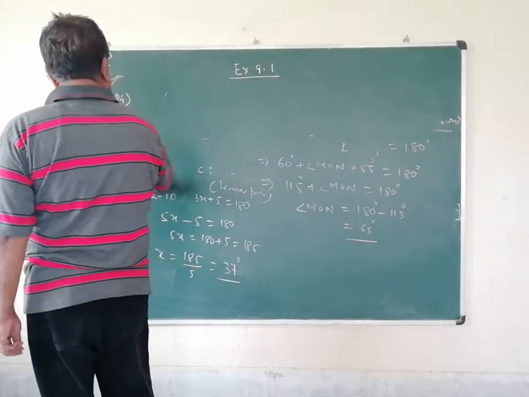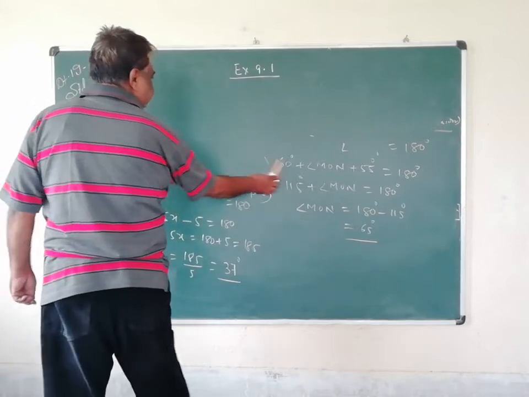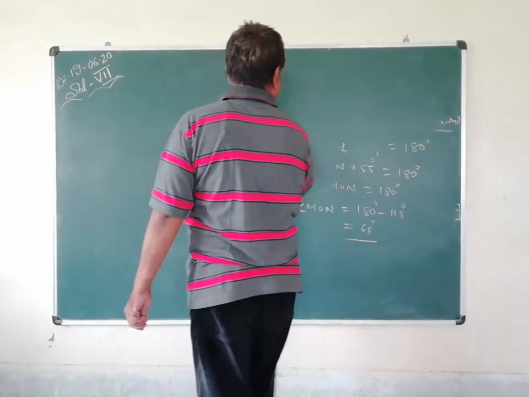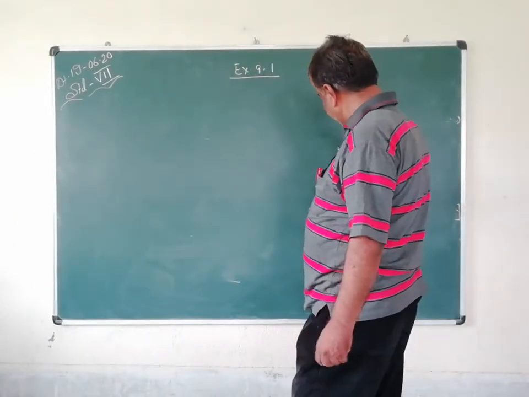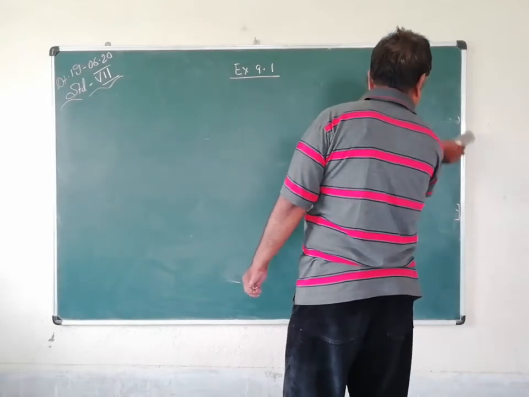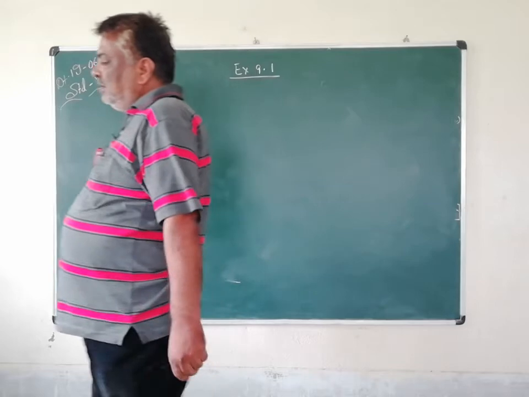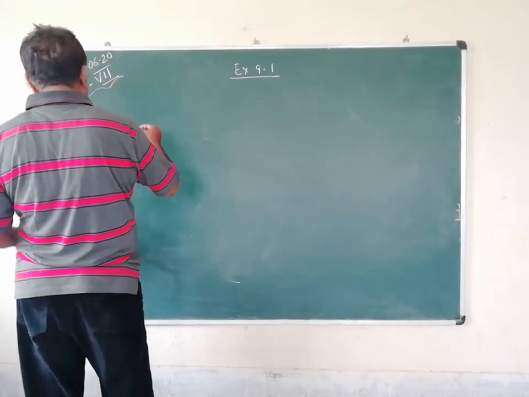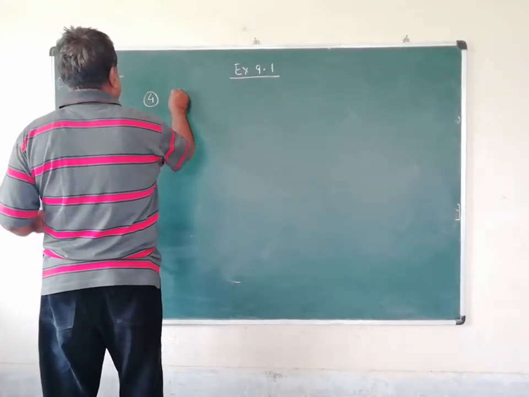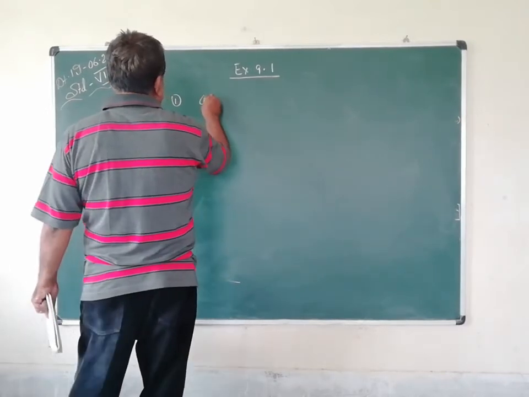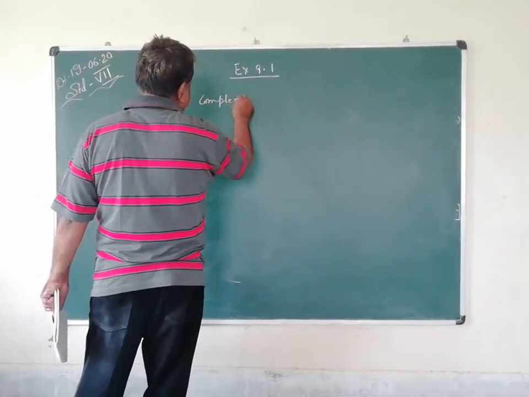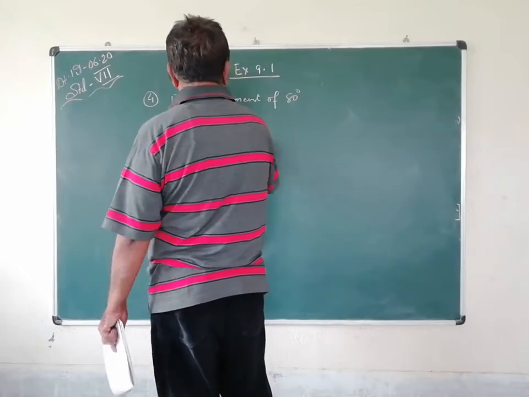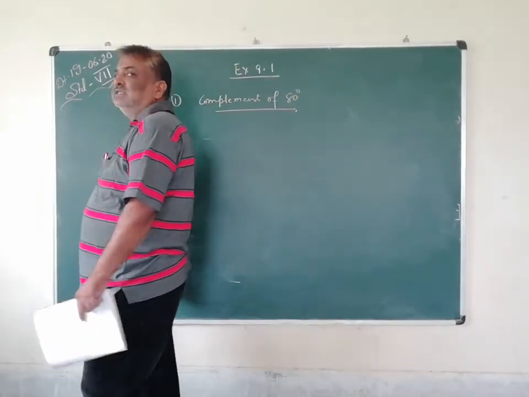Question number 5 we are going to find out. Question number 5 is complement part. Question number 4, first part is find out the complement of 80 degree. You know that complementary angles are those angles, the sum of two angles is equal to 90 degree.